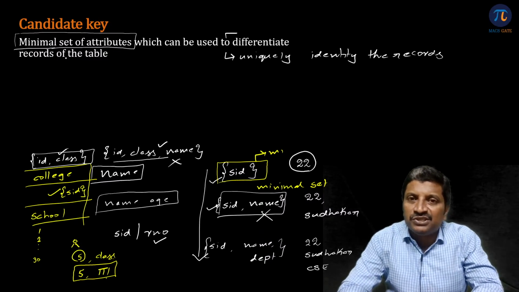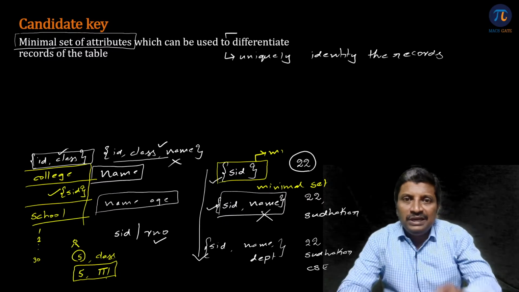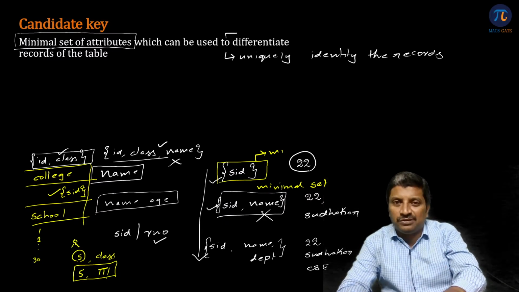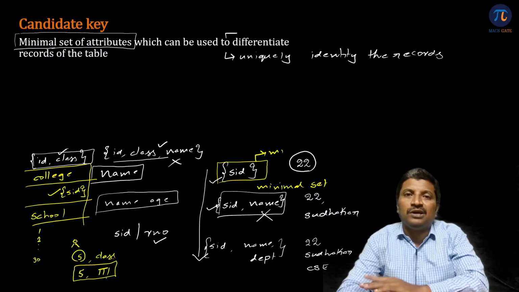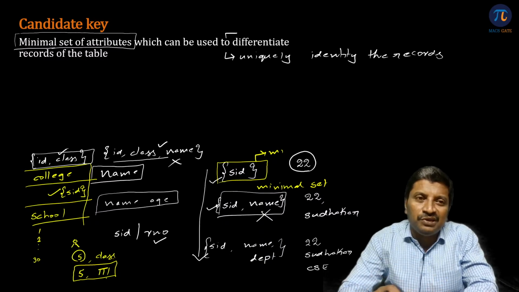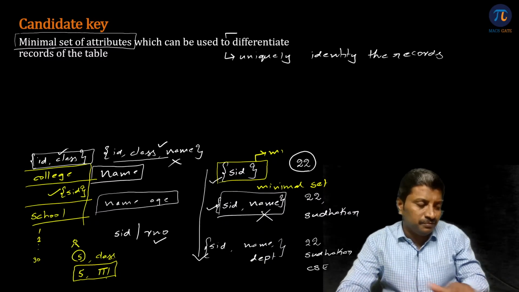Sir, minimal means it is not one. In that collection, everyone is important. If I miss any one of them, I cannot continue the job. That is the meaning of minimal set of attributes.